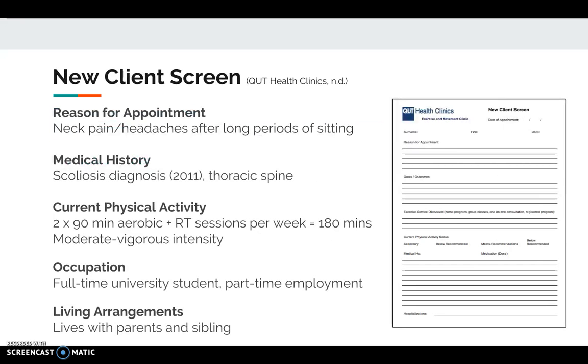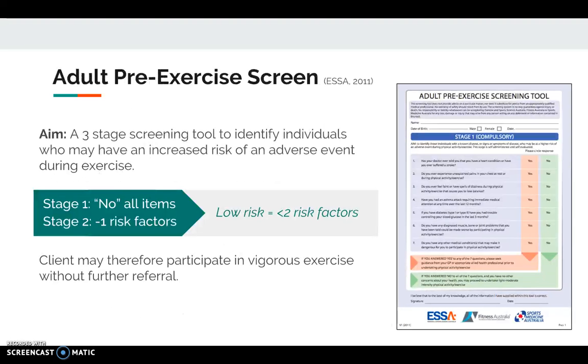Using the QUT Health Clinic's new client screen, I gained basic lifestyle and history information. Her reason for appointment was her chronic neck pain and headaches after long periods of sitting. Her medical history includes scoliosis in 2011, which she has ceased treatment for. She participates in 2 90-minute aerobic and resistance training sessions each week for a total of 180 minutes of moderate to vigorous activity. She also studies full-time and works part-time, living with her parents and sister in the family home.